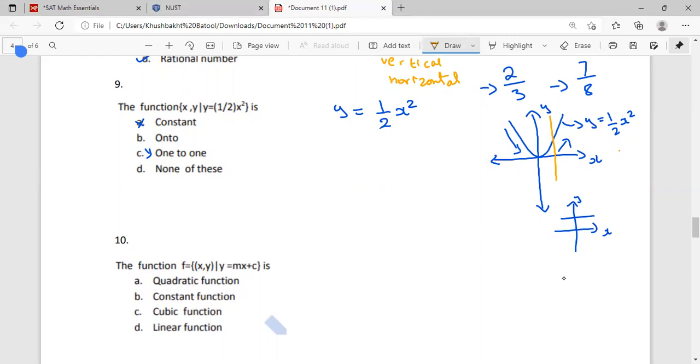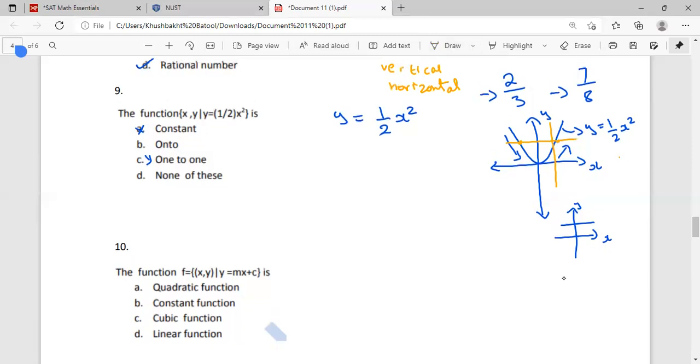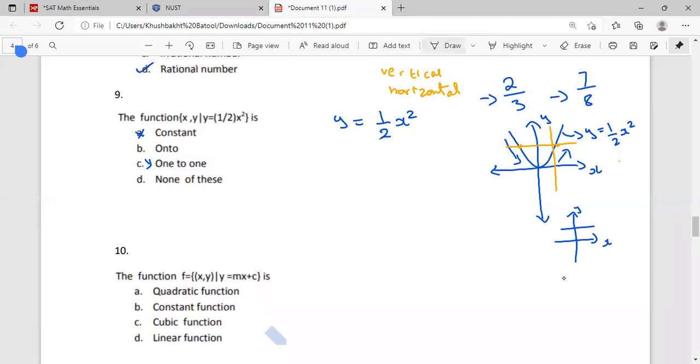Let's see, if I plot a horizontal line, it is cutting the graph at 2 points, so it is not passing the horizontal line test. This implies that it is not one-to-one. Okay, it is not one-to-one. All right, so it is not one-to-one as well. Let's see if it is onto or not.